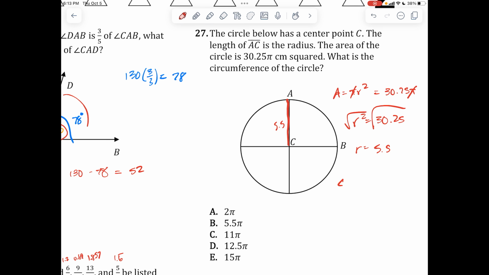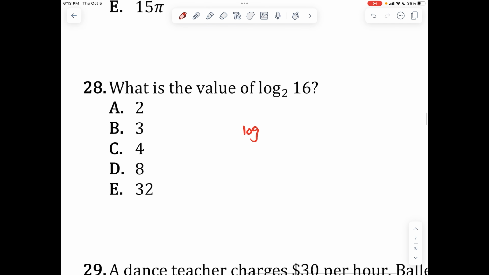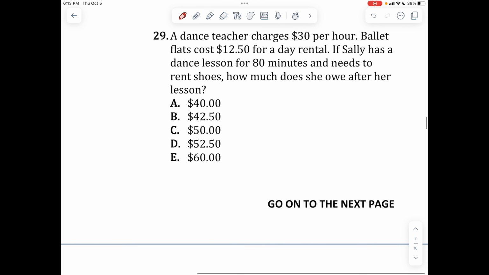So what is the circumference? Circumference is equal to 2 pi r. 2 times pi times 5.5 is equal to 11 pi. What is the value of log base 2 of 16? You could just do log of 16 divided by log of 2, using the formula log base b of y is equal to log of y over log of b, and then from there it's just to plug into your calculator. So 16 log divided by 2 log is equal to 4. There's more ways to solve it. No, you don't really need to worry too much about it.